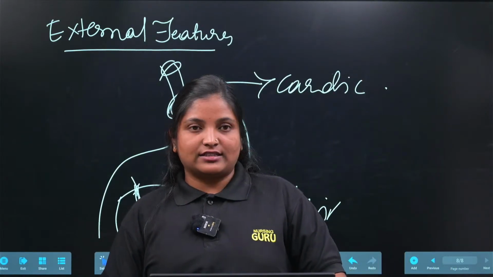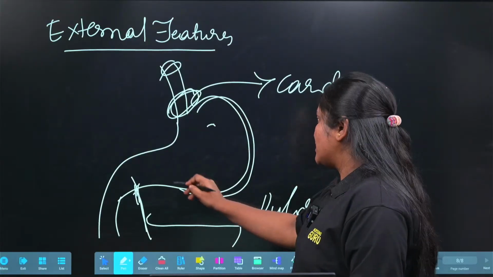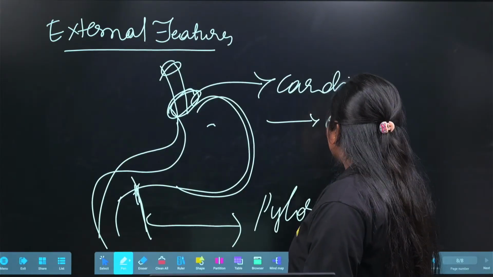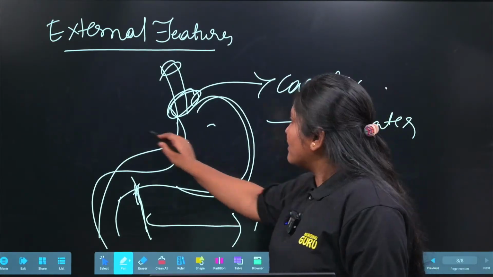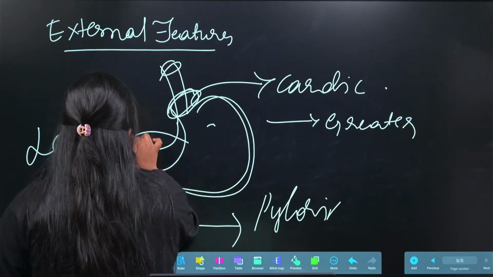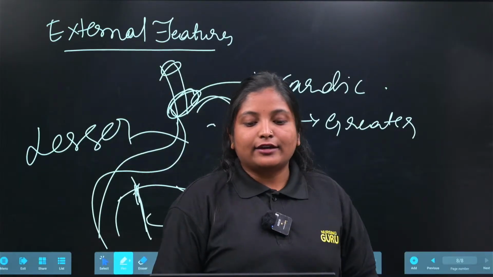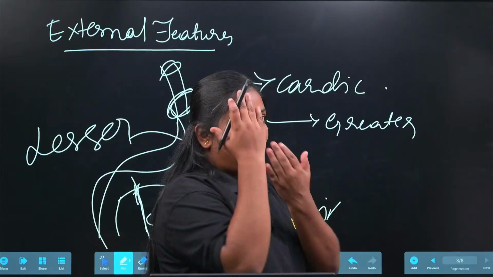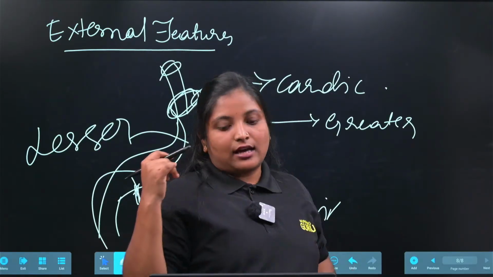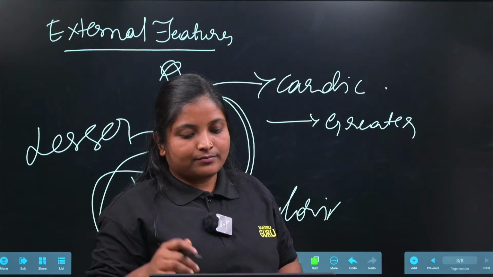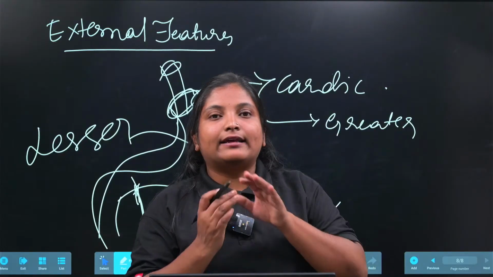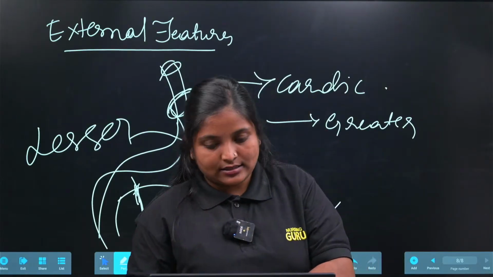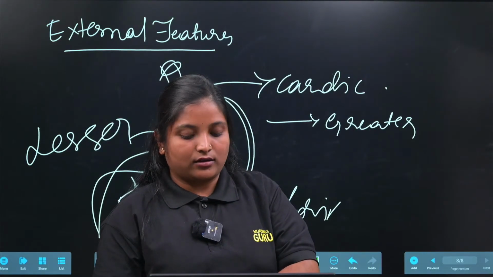Two curvatures are there, one is the greater curvature, another one is the lesser curvature. You can distinguish them yourself. Then two surfaces are there, anterior surface and posterior surface. The anterior is the superior surface and the posterior is the inferior surface of the stomach.